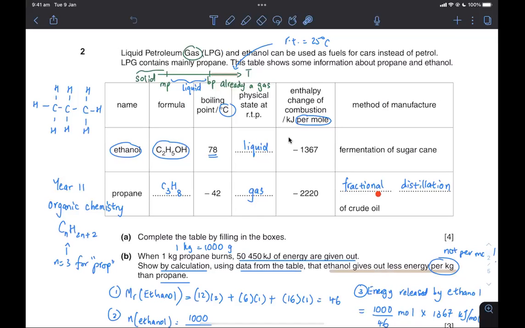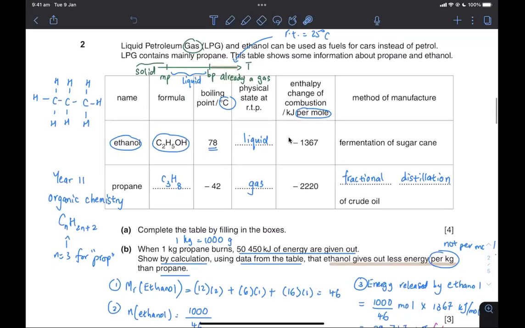Simple distillation is when you only have 2 components in a mixture, like water and salt. Water and salt from seawater, you do simple distillation. Ethanol and water, you do simple distillation. Crude oil, you will learn eventually in year 11 organic chemistry. There are many fractions, some of which have very low boiling point, some of which have very high boiling point, and therefore you will be collecting them many fractions. That's why it's called fractional distillation.